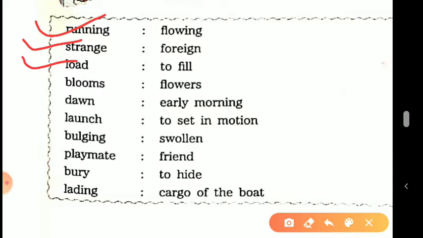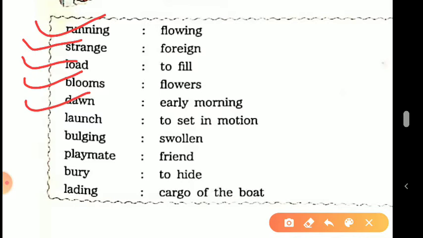The fourth word is blooms. Blooms means flowers. The fifth word is dawn. Dawn means early morning, before the sunrise. And the antonym of dawn is dusk, D-U-S-K. Dawn is the time when the birds start flying away from their nests and the cattle start moving towards the grazing fields. Dusk means evening time after the sun sets.